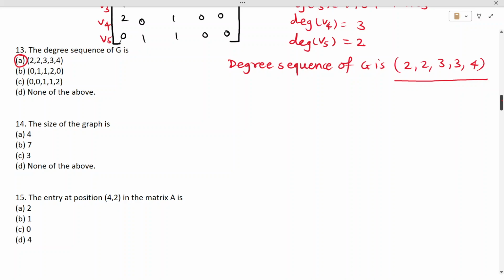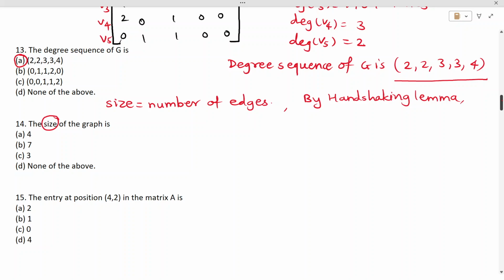The 14th MCQ is, the size of graph G is. Let us recall what size is. Size means the number of edges in graph G. So by the handshaking lemma, we know that the sum of degrees of all vertices in graph G is 2 into the number of edges, that is summation of degree of Vi, i running from 1 to P, is equal to 2 into the number of edges, that is 2 into Q. We want to find Q, the number of edges.